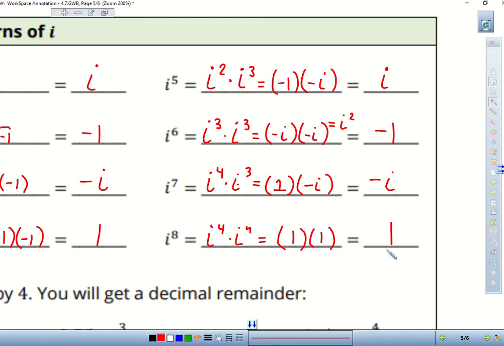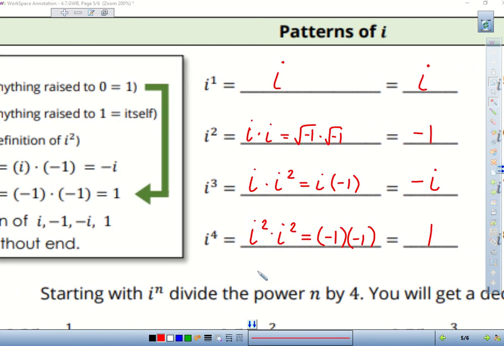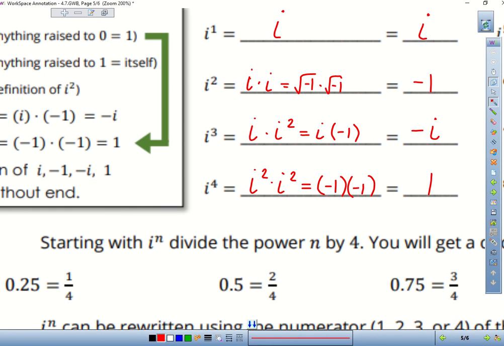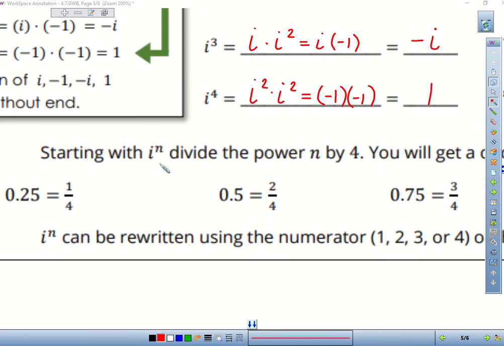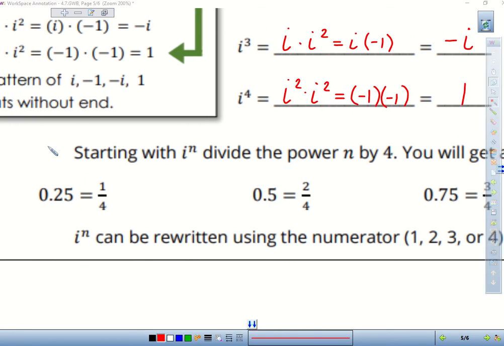So the good news is you can figure out any i to any power based on these simple principles. But the problem is you don't want to do i to the 343 and write it out. You know what I mean? That's going to take you all day. So there is a trick, and I'm going to show you that trick. Because i repeats itself in a pattern of 4, we can figure out which one it's going to be based on dividing that exponent by 4. So if you take the exponent and you divide it by 4, and the decimal comes out to be 0.25, that means that your answer is just i.